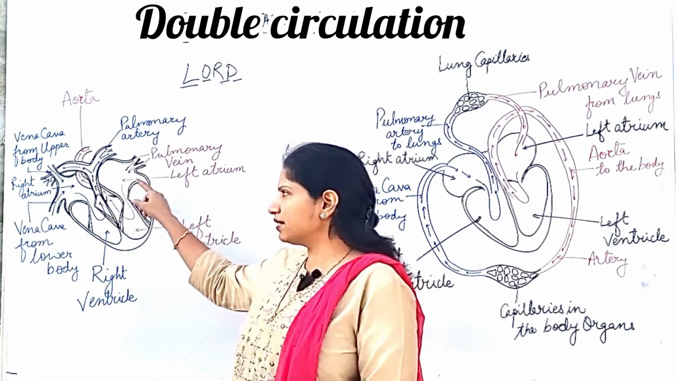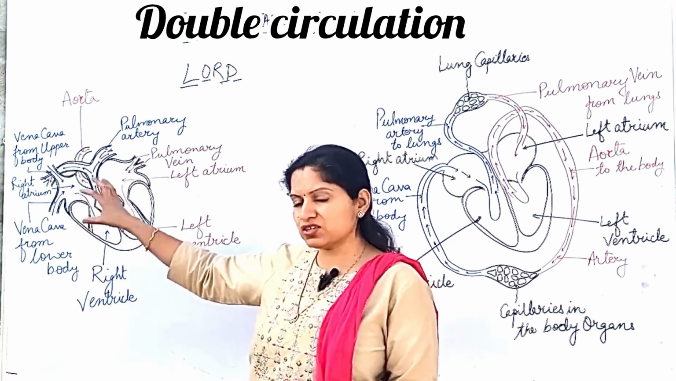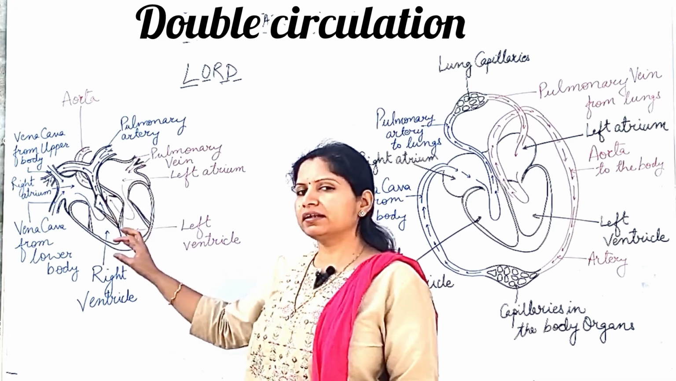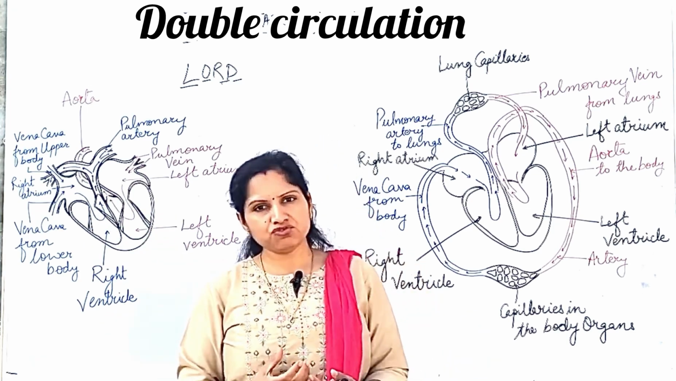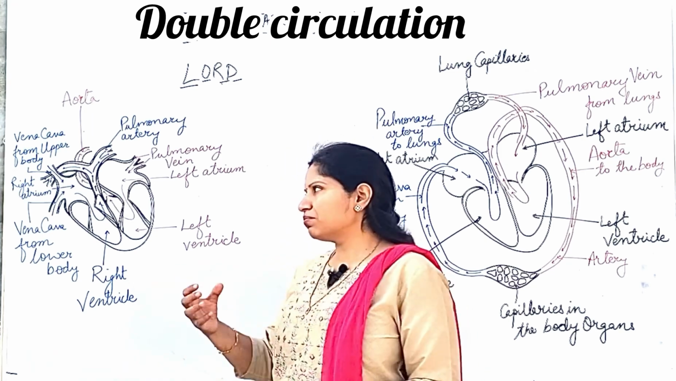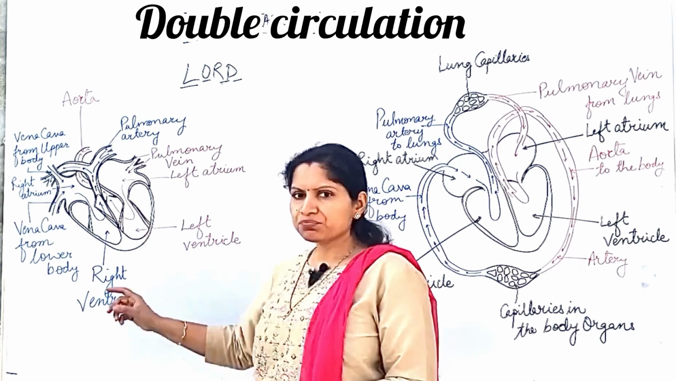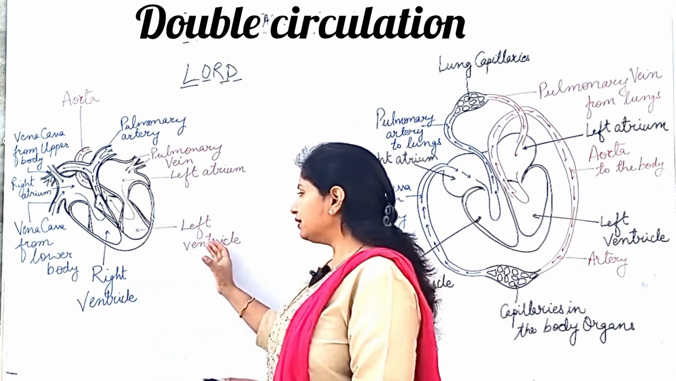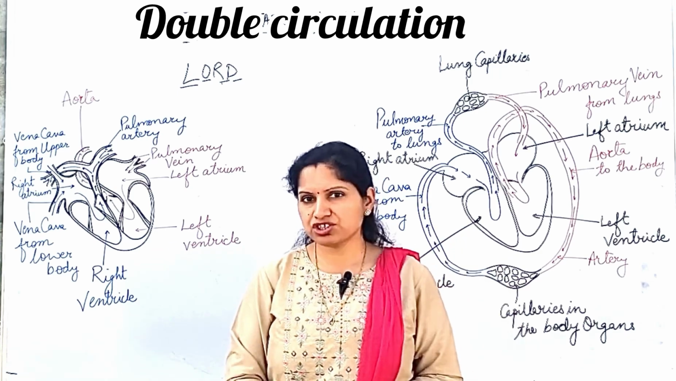The wall of the heart is made up of muscles, and these muscles are thinner in case of atrium, and thicker in case of ventricles. Both the ventricles have thicker walls and both the atrium have thinner walls. And the maximum thickness of walls is in the left ventricle. Okay, so this is how double circulation takes place.